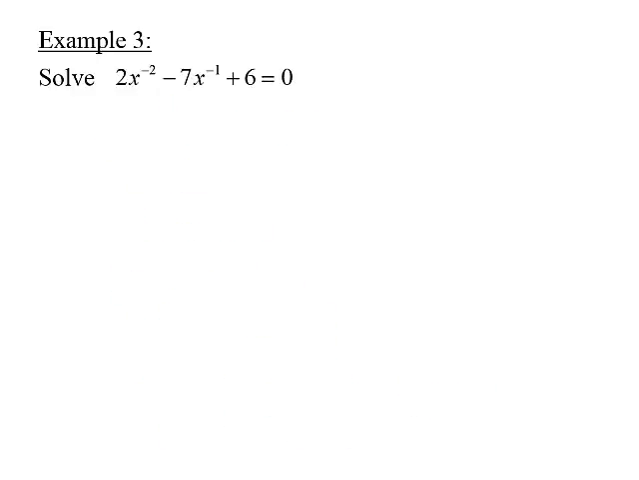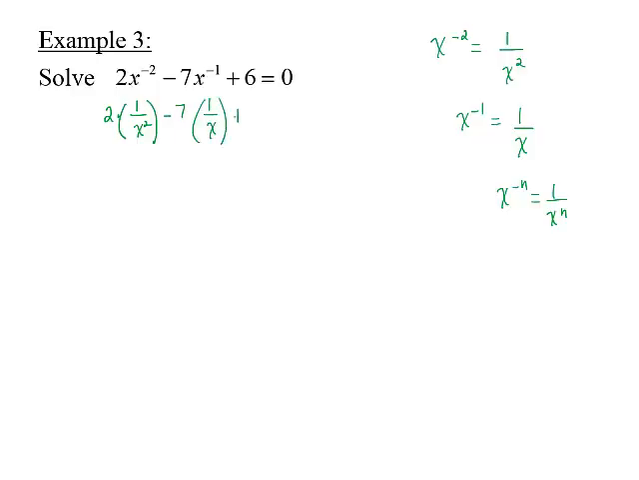Okay. For our third example, we have 2x to the negative 2 minus 7x to the negative 1 plus 6 equals 0. Remember that a negative exponent, x to the negative 2 just means 1 divided by x squared. X to the negative 1 is 1 over x. In general, x to the negative n is 1 divided by x to the n. So we could write this equation as 2 times 1 over x squared minus 7 times 1 over x plus 6 equals 0.